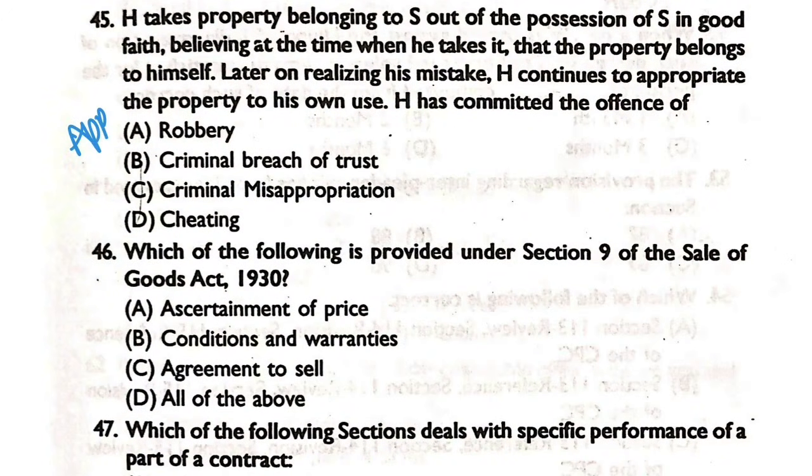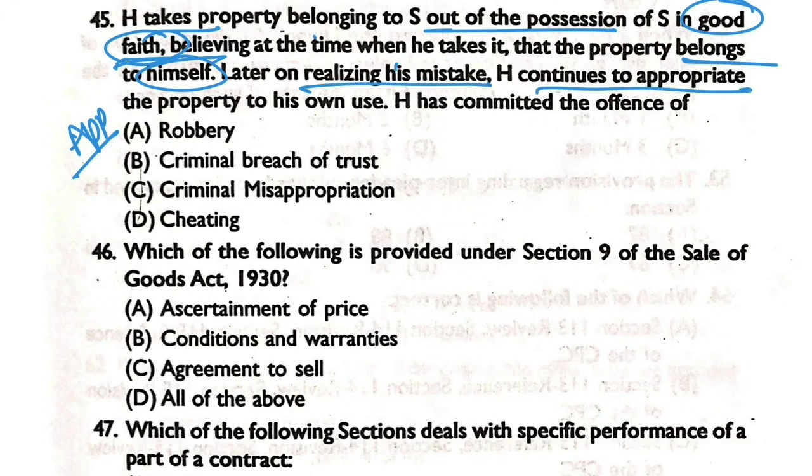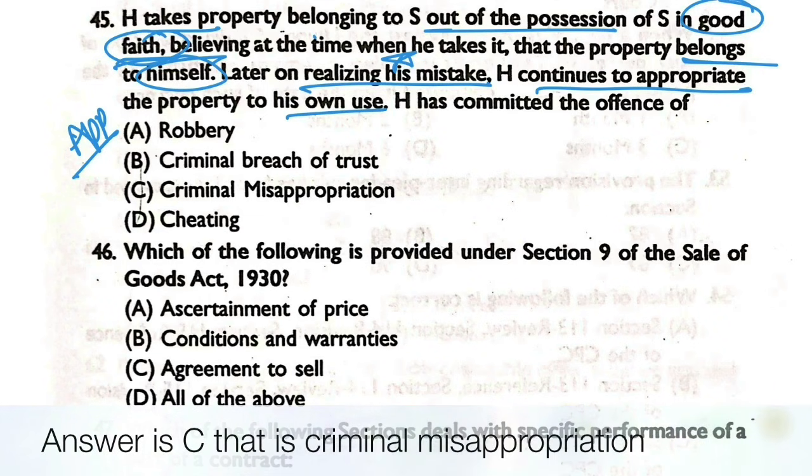Question 45 says, H takes property belonging to S out of possession of S in good faith, believing at the time when he takes it that the property belongs to himself. Later on, realizing his mistake, H continues to appropriate the property for his own use. What offense has he committed? A, robbery, B, criminal breach of trust, misappropriation, or cheating.